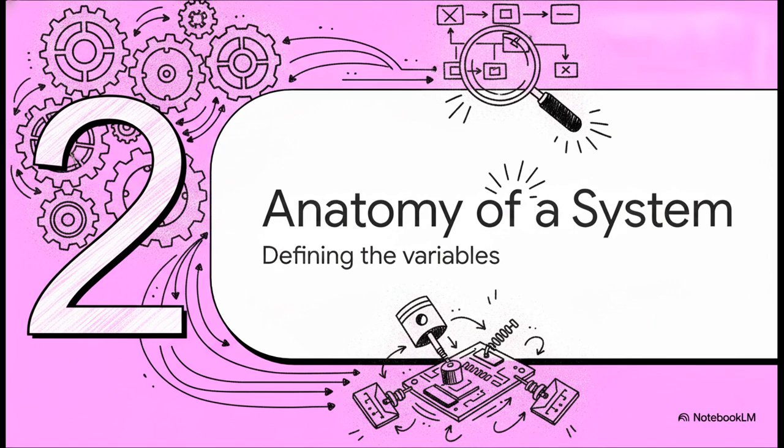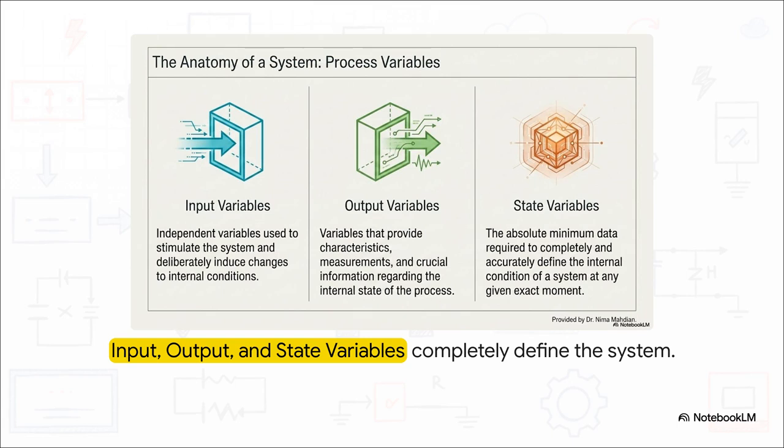Which brings us nicely to Section 2, the anatomy of a system. Because before we can ever hope to control a process, we have to rigorously define it. Every single system is built on a foundation of variables. Let's go through these carefully so we don't miss anything. First up, input variables. These are the independent variables that stimulate our system. We use them to deliberately induce a change.